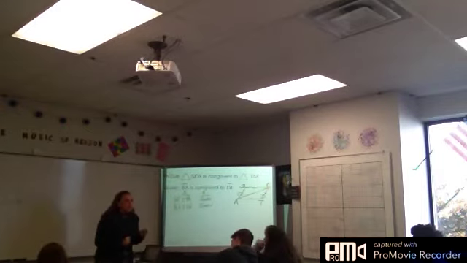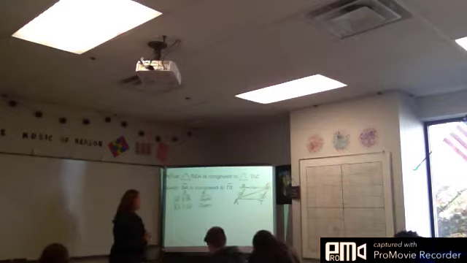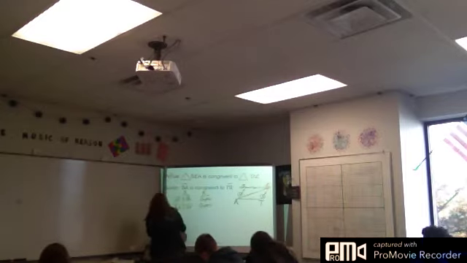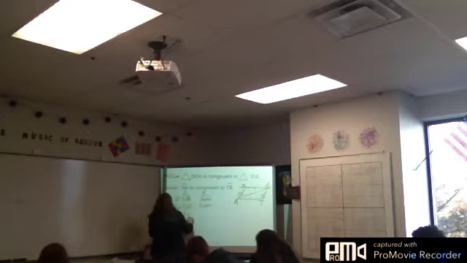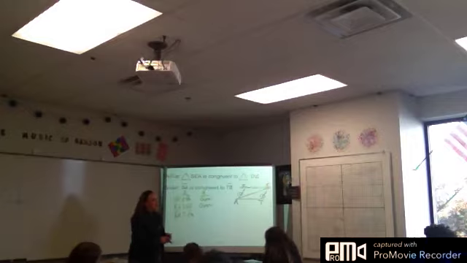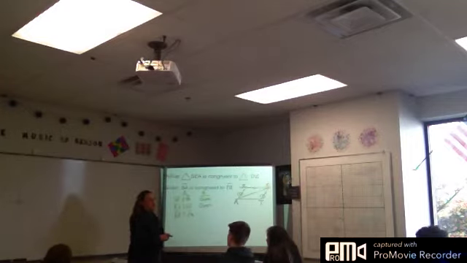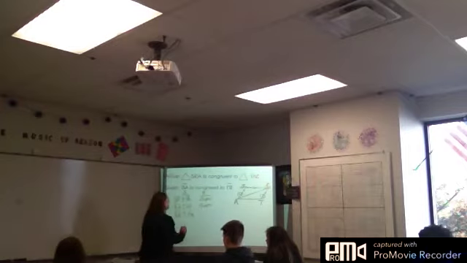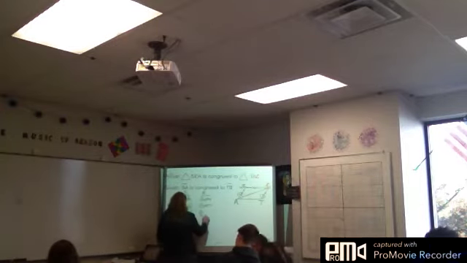What's the segment called that they share? AE. So I can say segment AE is congruent to segment EA. Why can I say those are congruent to each other? What property? It starts with an R. Reflexive.